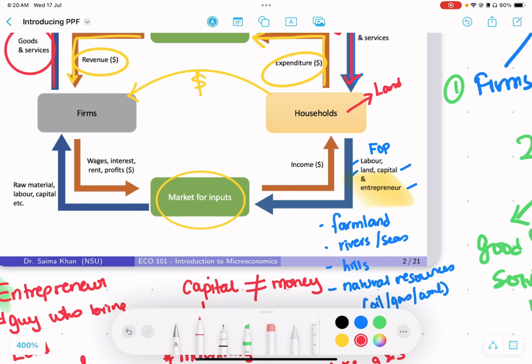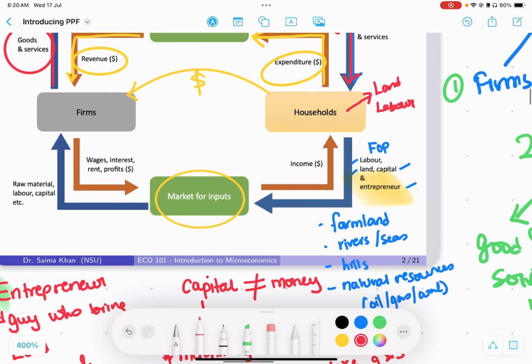They're also in possession of labor, obviously, because they are the ones who will go and work in the factories or the different companies that are there. So they also are providing the labor. And then, of course, they are also in possession of the capital. So the household basically is the source of all the factors of production. Okay, so they've got this land, labor, capital, and entrepreneurship.